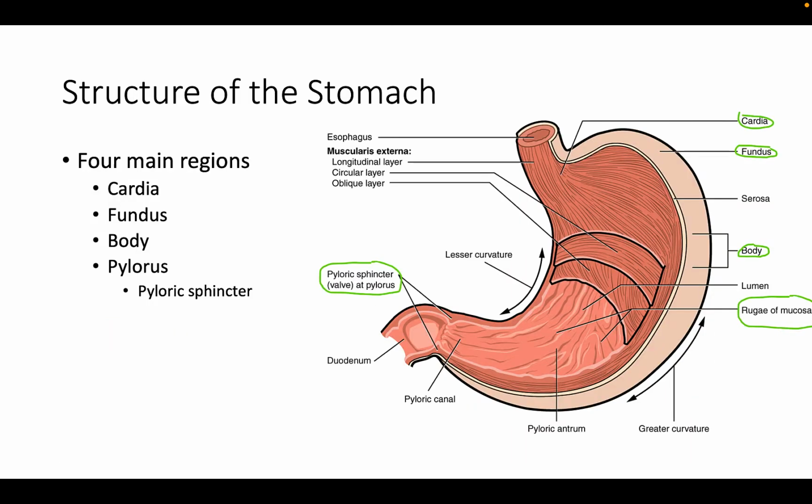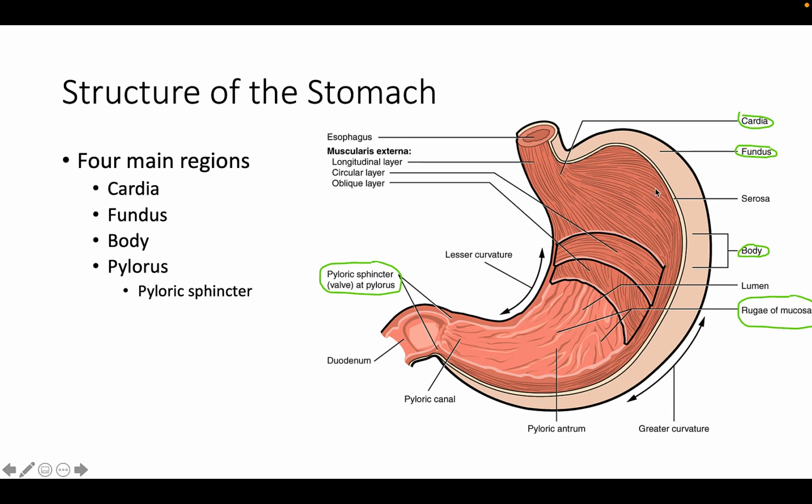Next after the esophagus is the stomach. There are 4 different regions of the stomach that you need to know. You have the cardia, which is when we first get into the stomach, named because it's kind of near the heart. This cardiac sphincter, or the lower esophageal sphincter, allows food to enter into the cardial region.